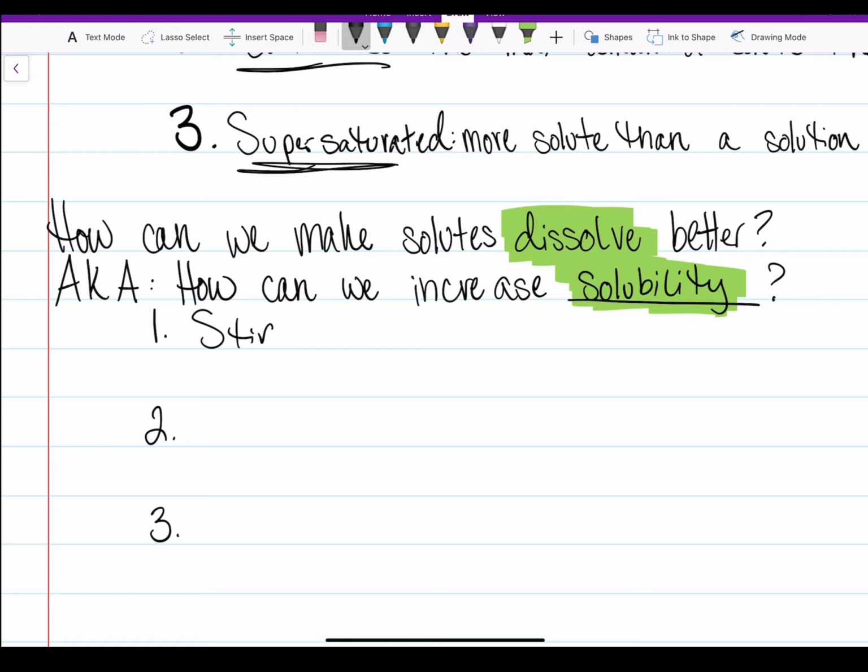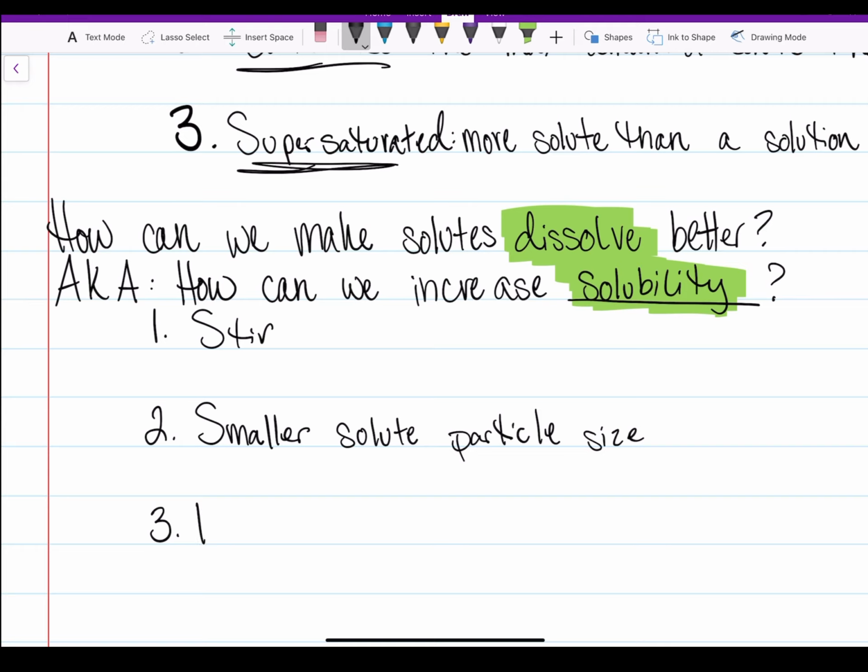Let's say you're adding sugar to tea and you have a giant sugar cube, compared to some really small, like powdered sugar, really fine. You can think about which one would dissolve better. Would it be a giant sugar cube or some powdered sugar? It's going to be the powdered sugar, and that's because the particle size is already smaller. So a smaller solute particle size will dissolve better and will increase solubility compared to a large one. So think sugar cube compared to powdered sugar.